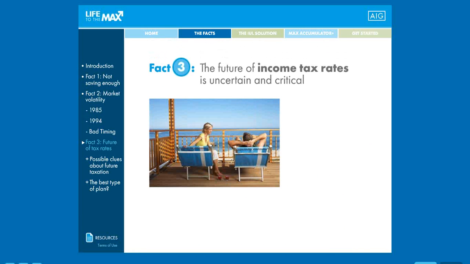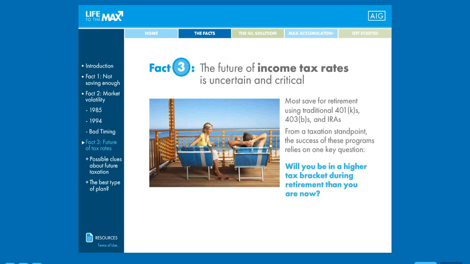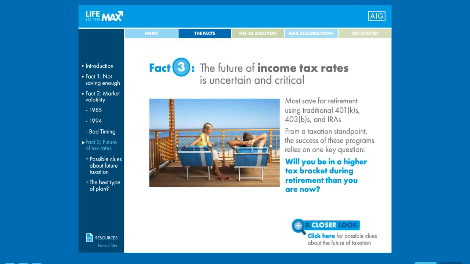Now let's take a look at fact number 3 that affects retirement income. The future of income tax rates is really uncertain, and it is critical. It has a big effect upon a person's retirement income. Most individuals save for retirement using one or more of several traditional tax-advantaged retirement accounts like 401ks, 403bs, individual IRAs. Now, why are these so popular? Well, primarily, most people expect that they will be in a lower tax bracket than they are pre-retirement. And their contributions to 401ks and IRAs are made with pre-tax dollars that defer the taxation on the contributions and earnings until they retire.